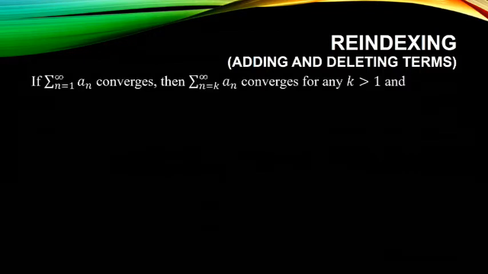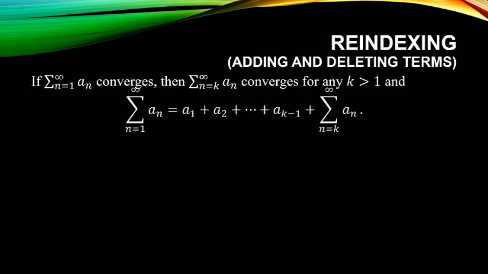So reindexing, that is adding and deleting terms. So this is part where we manipulate the index of the given summation and changing the form of the a sub n. So if the summation of a sub n, where n starts from 1 to infinity, converges, then the summation of a sub n, where n starts from k up to infinity, converges for any k greater than 1.